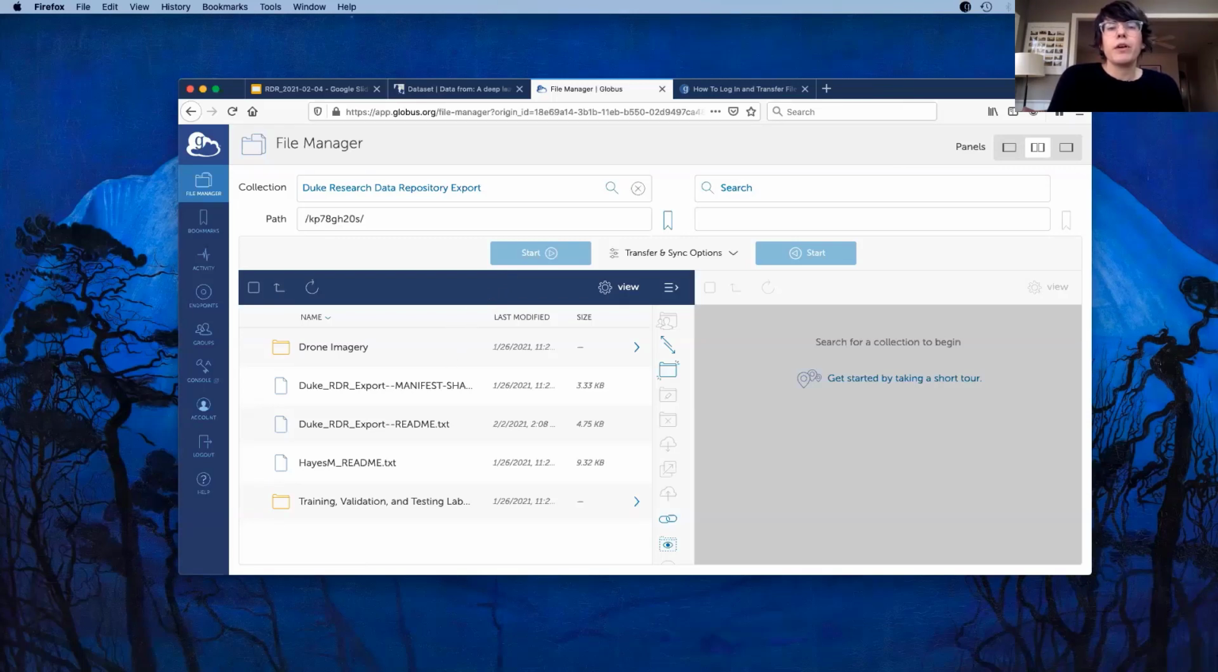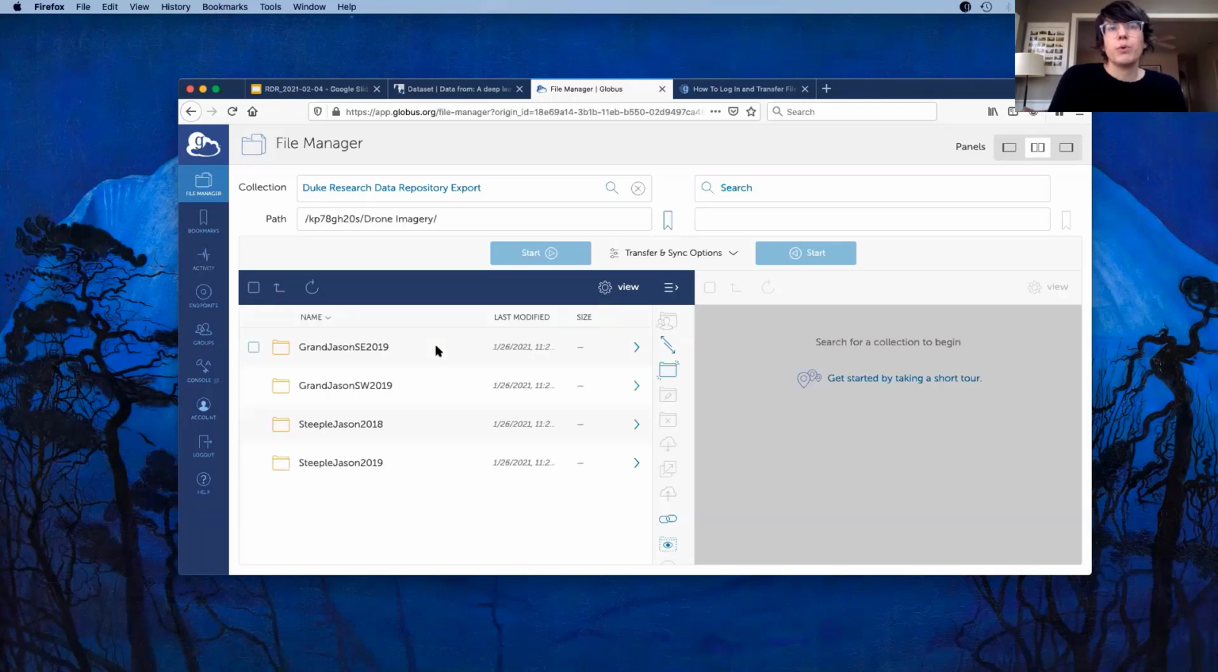So a couple of things to point out quickly. In the panel where the collection name is Duke Research Data Repository Export, you'll see an alphanumeric string that corresponds to an RDR system identifier in the path. And then in the directory view, you'll see the files or folders that are associated with the data set.